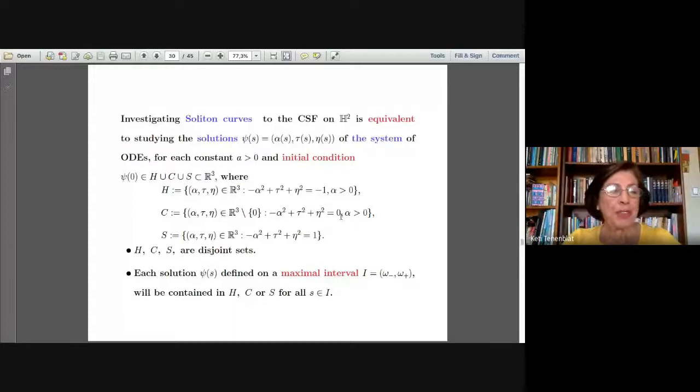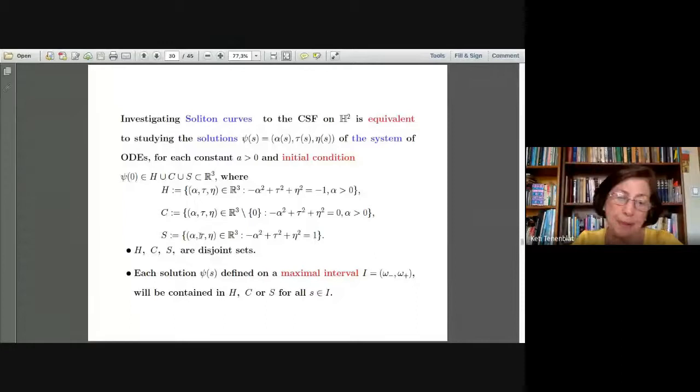So what we just saw is that investigating soliton curves to this curve shortening flow on the hyperbolic plane is equivalent to studying the solution (alpha, tau, eta), which I just write as psi of s, of the system of ODE for each constant a positive and initial condition in one of those three disjoint sets of R3. These are just real numbers, okay? This will be the initial condition for psi at zero. And so you want minus alpha squared plus tau squared plus eta squared to be minus one, where alpha is positive, zero, and alpha positive in the second case, and minus alpha squared plus tau squared plus eta squared equal to one in the third case.